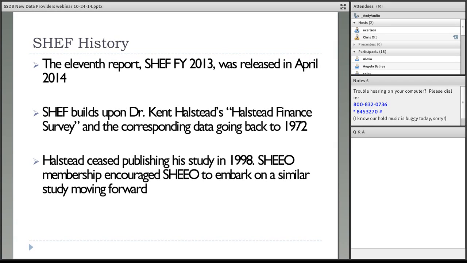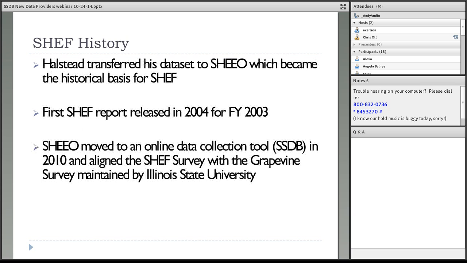So for about 3 or 4 years, there was just no information, and people realized that that kind of state-level data on state support, tuition, and enrollment was beneficial. So our membership, your bosses, requested that SHEEO undertake a similar survey, and then in 2003, we released our first one. Dr. Halstead, after talking with SHEEO, agreed to release his data. So that was the starting point for the SHEF data that now goes back to 1980.